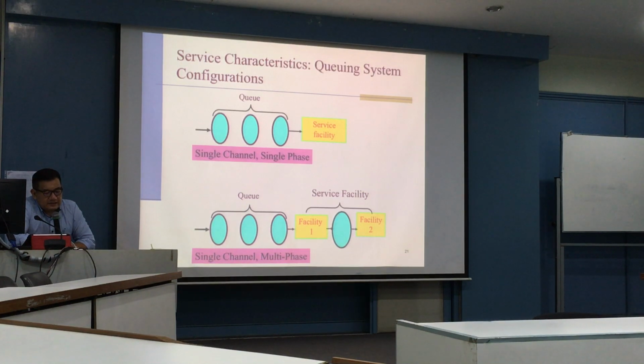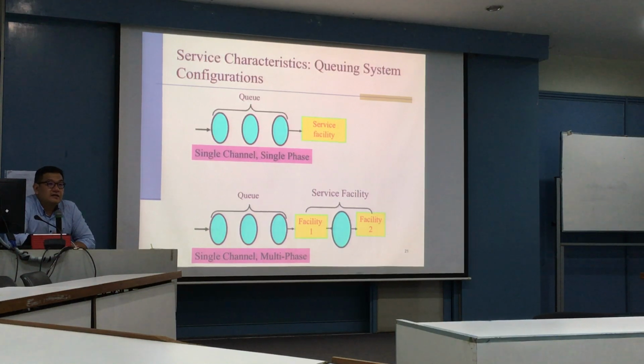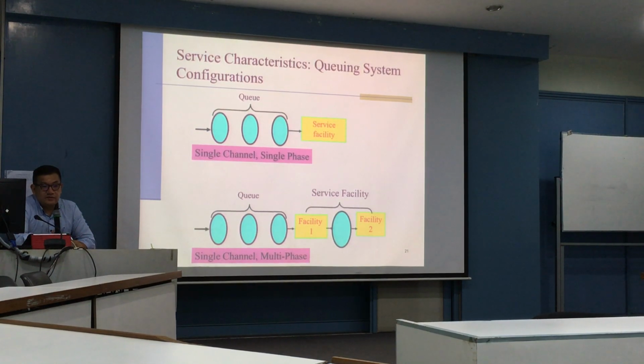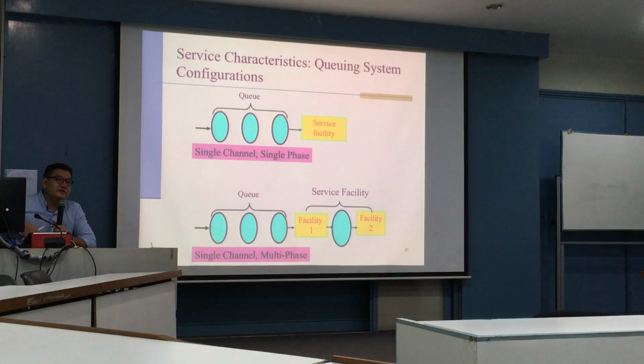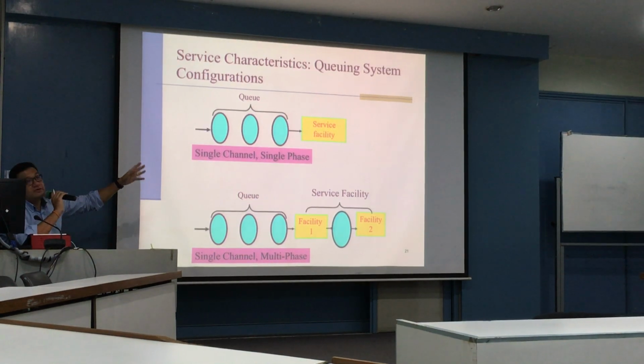The first one you can see is called single channel and single phase. It's called single channel because you have one service facility. So just like the ATM machine, or you can think about the counter of the staff that provides you with the stamp on the parking ticket. When you go to some department stores, you need to use your parking ticket and get the stamp from the security person or staff in order to get out of that building.